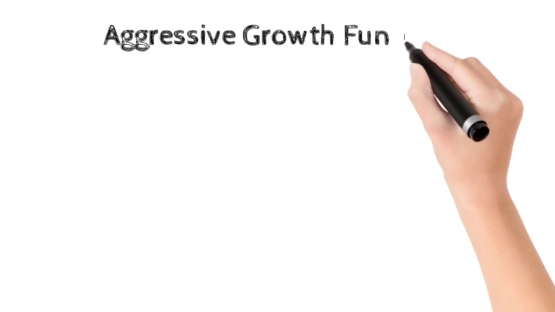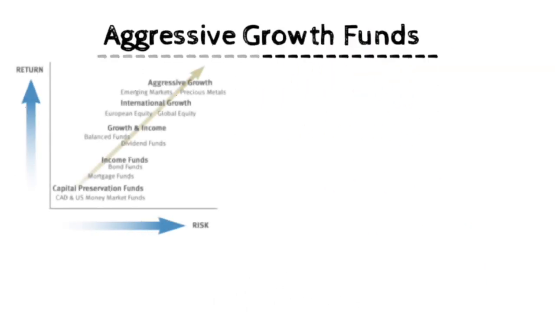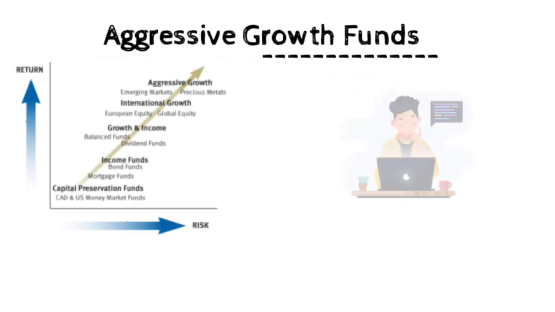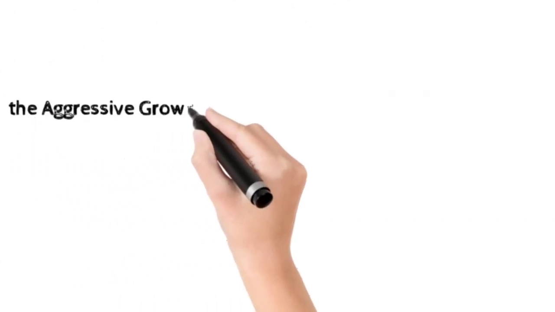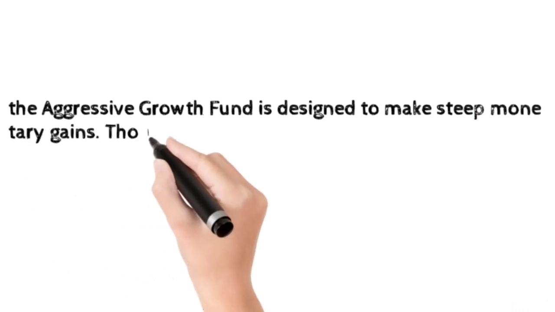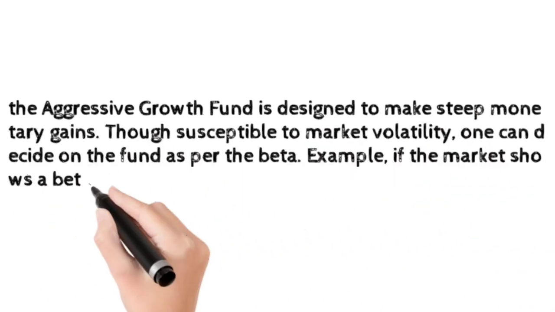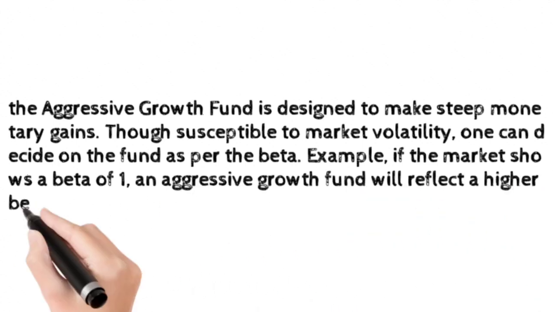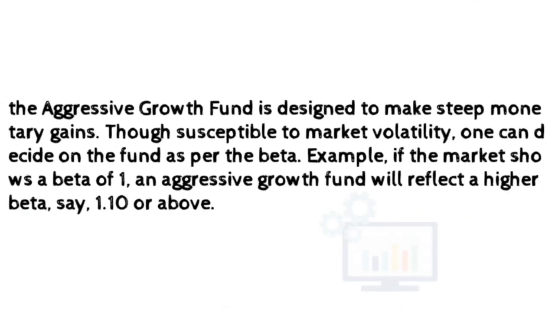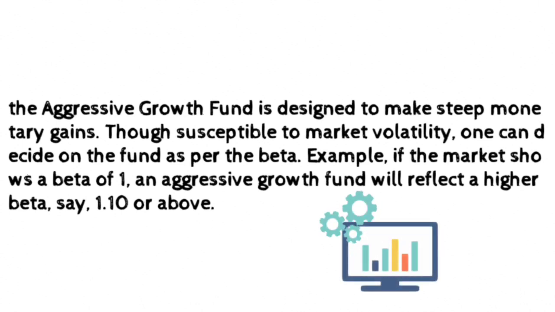Aggressive growth funds. Slightly on the riskier side when choosing what to invest in, the aggressive fund is designed to make monetary gains. Though susceptible to market volatility, one can decide on the fund as per the beta. For example, if the market shows a beta of 1, an aggressive fund will reflect a higher beta, say 1.10 or above.